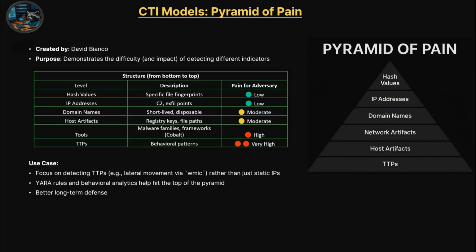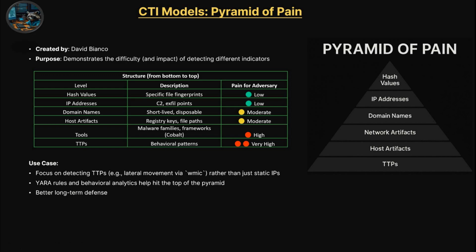And our last model is the Pyramid of Pain, which was created by David Bianco. Purpose: demonstrate the difficulty and impact of detecting different indicators. The Pyramid of Pain is defined as hash values. Well, it is actually defined from top to bottom. I forgot to add the arrow, but you can keep it like this.